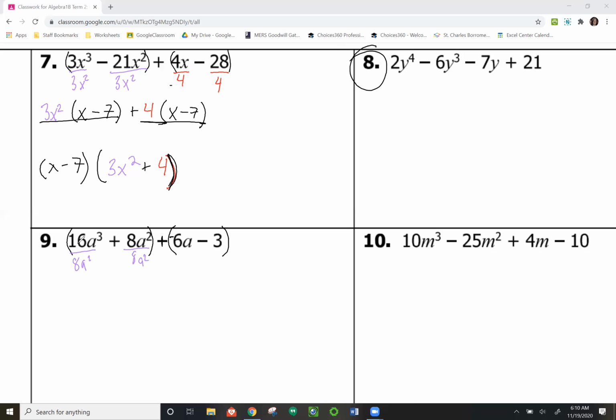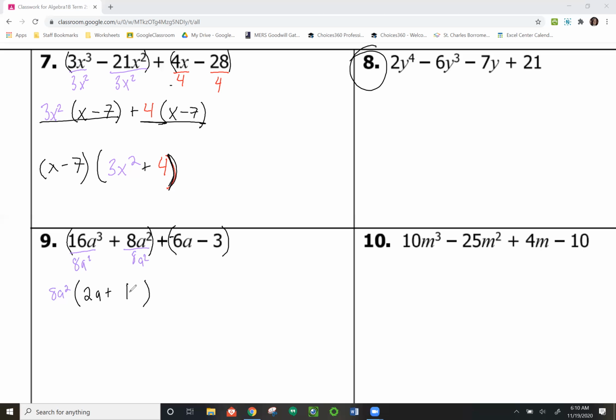Okay, and then so I've got an 8a squared times what's left inside my parentheses? Well, I'm left with a 2a plus 8a squared divided by 8a squared is 1. So we have two positive numbers left inside of my parentheses.